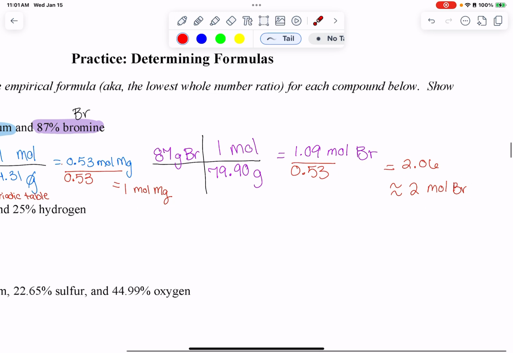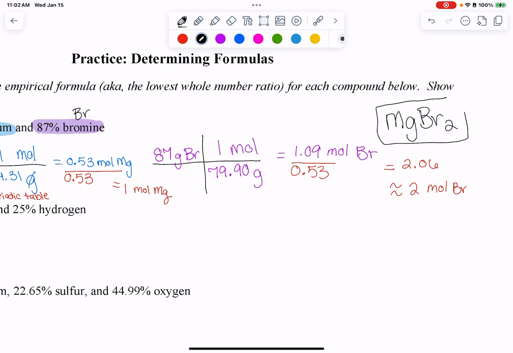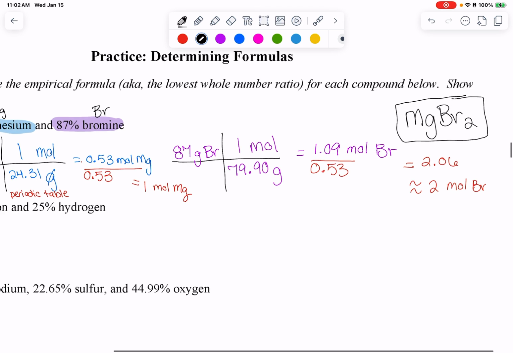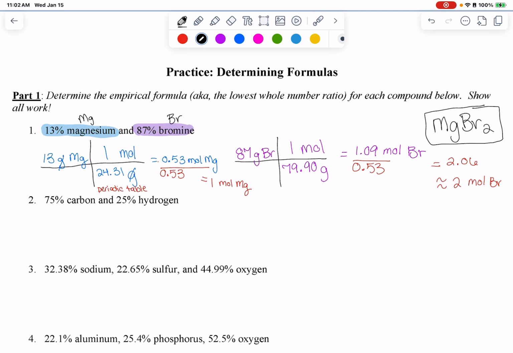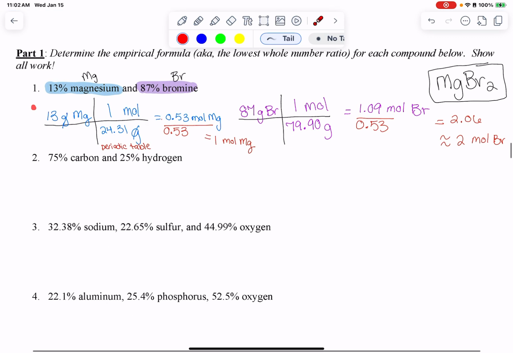To write out this formula, your final answer, I'm going to write it over here on the top. I have 1 magnesium for every 2 bromine. So MgBr2 is the answer here. And that is how we find the number of atoms, or the formula, given a percentage. Now I'm going to skip number 2 and let y'all do number 2 because it has 2 elements just like number 1. And let's go ahead and do number 3.